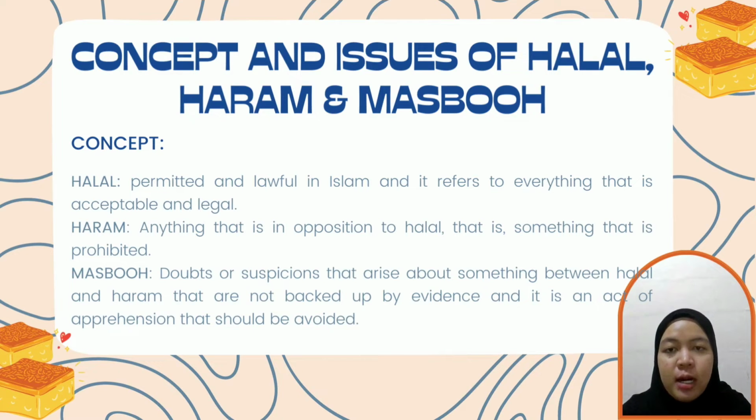The next is haram. So haram is anything that is in opposition to halal, that is something that is prohibited, explicitly demanded to be left by the Shara. So haram is a prohibition that is expressly prohibited with warnings and threats. So things that are forbidden by Allah for us to eat, such as pork and its derivatives, alcohol, as well as blood and feces, we should stay away from immediately.